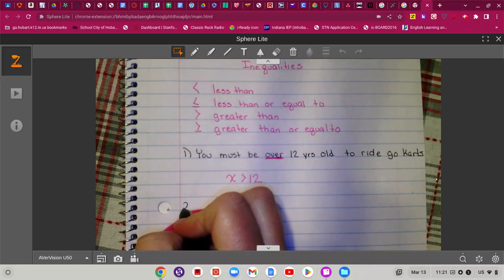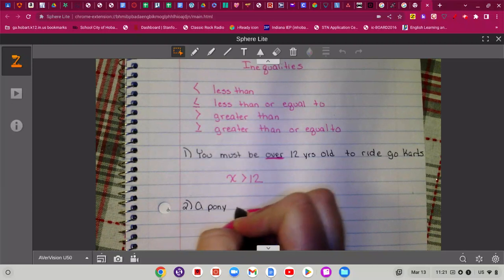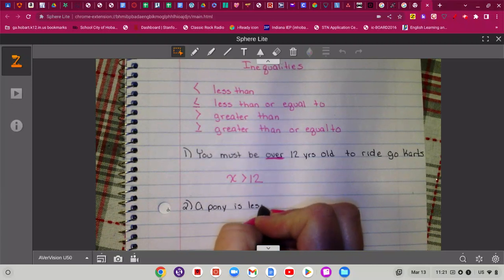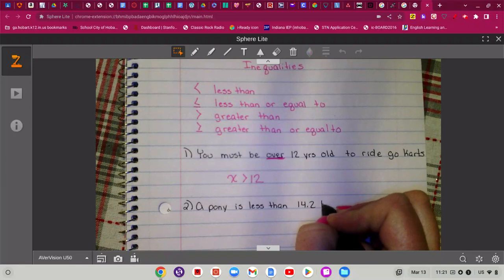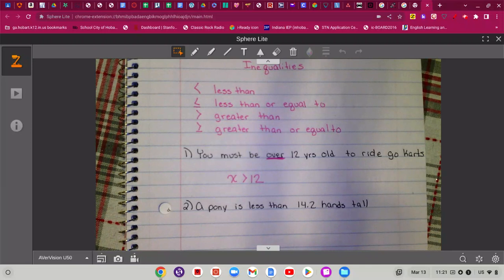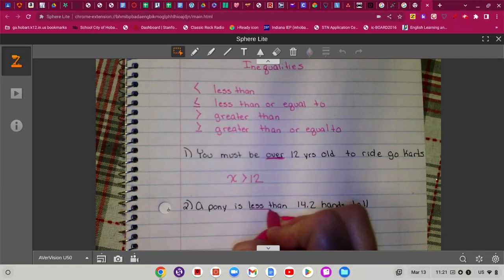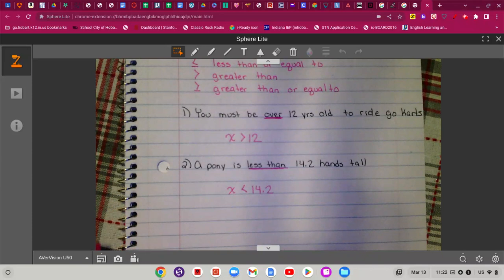Okay. Another example. A pony is less than 14 2/10 hands tall. Okay, so again, looking for those keywords. This one is kind of obvious for you. Less than. Okay, so you pick your variable and it needs to be less than 14 2/10. Okay, and the last one.